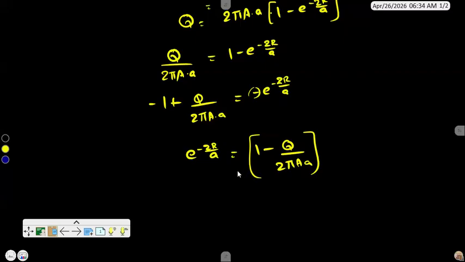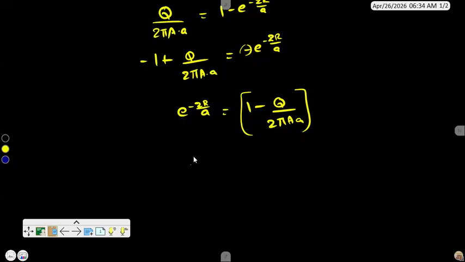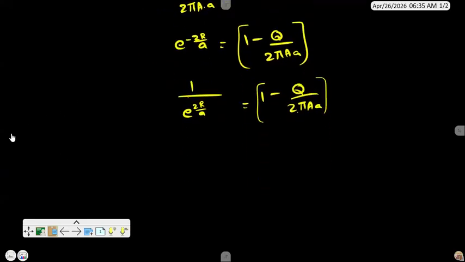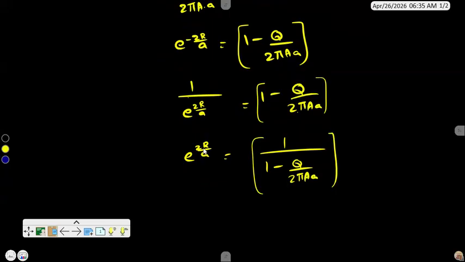Okay, but it has been given in terms of logs. So first we'll write what is e to the power of 2r upon A. If I flip this, 1 by e to the power of 2r upon A is nothing but equal to 1 minus q by 2 pi capital A, because this is negative charge, so it will be this. So if I want e to the power of 2r by A, how much would that be? 1 by 1 minus q by 2 pi capital A. This is our e to the power of 2r by A. I hope you understood this.